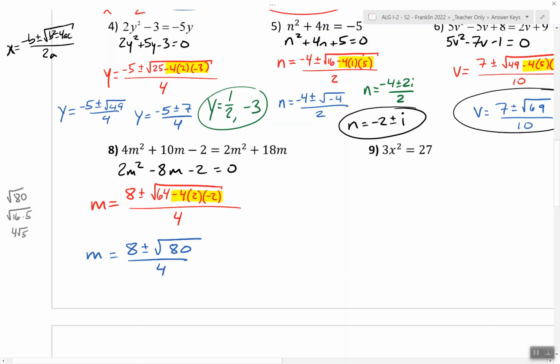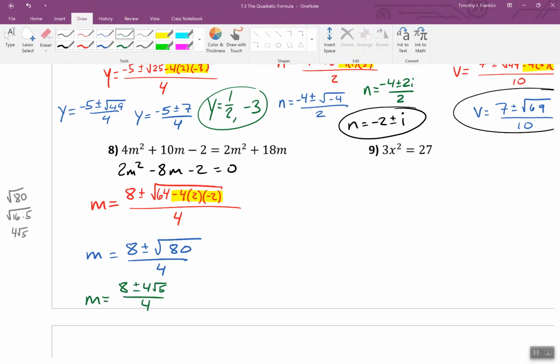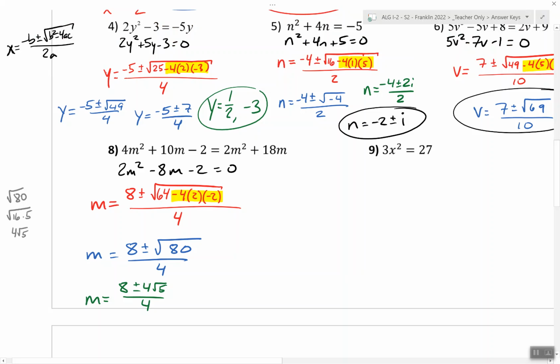So we can simplify that. So m equals 8 plus or minus 4 square root 5 all over 4, which is a good answer. But if you notice, we can divide all these numbers by 4. 8, 4, and 4. So our simplified answer, m equals 8 divided by 4 is 2, plus or minus, well, 4 divided by 4 is 1. So we just have the square root of 5 there. And then a denominator of 1, which we don't have to write. So just 2 plus or minus the square root of 5. And that is a fine answer there.